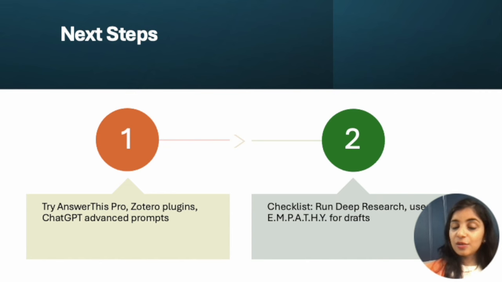And next, you install Zotero plugins for Google Docs or Word, wherever you work, and you then use advanced prompts in ChatGPT to create outlines, synthesize data, or prepare for vivas. So you can just use this checklist, which is: you run deep search, you use gap finder, you chat with papers, you review drafts with empathy, and you organize everything with Zotero. So this is the checklist, and this is the summary from today's session.